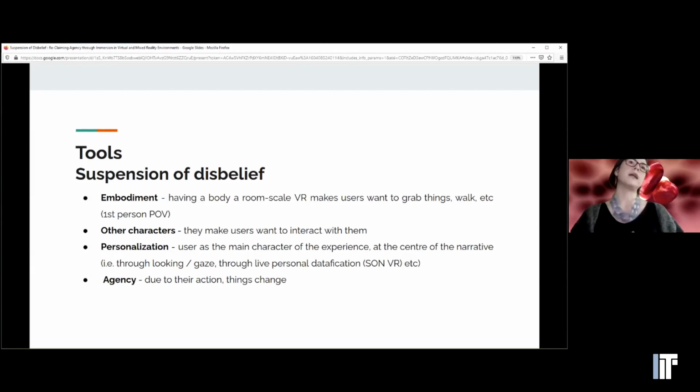Also, the personalization aspect is very important, which is that the user is the main character of the experience, and they are at the center of the narrative. For instance, through looking or gaze, through live personal datification, and this is the personalization tool that we use in Symphony of Noise. And another tool of suspension of disbelief is to give the user the agency to act. So due to their actions, things will change.